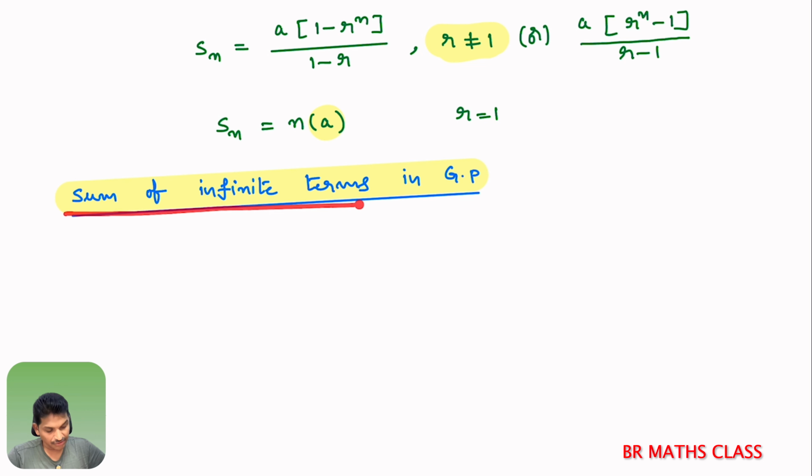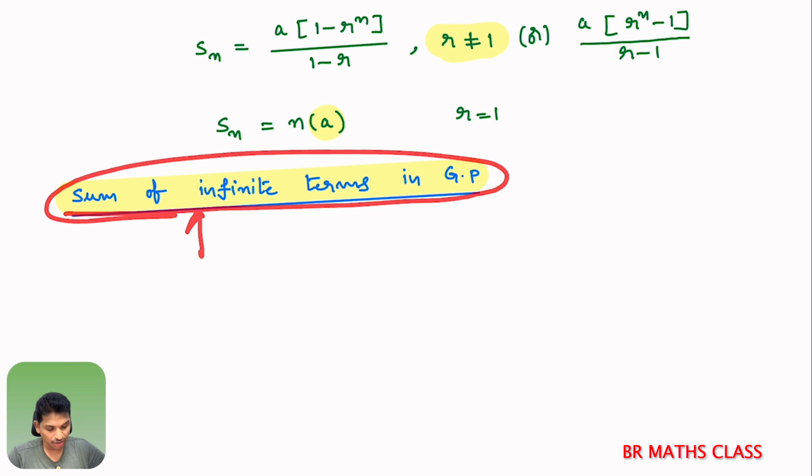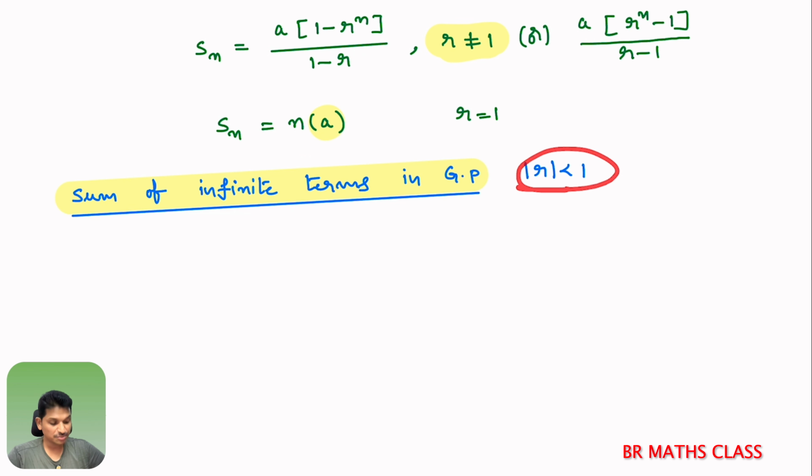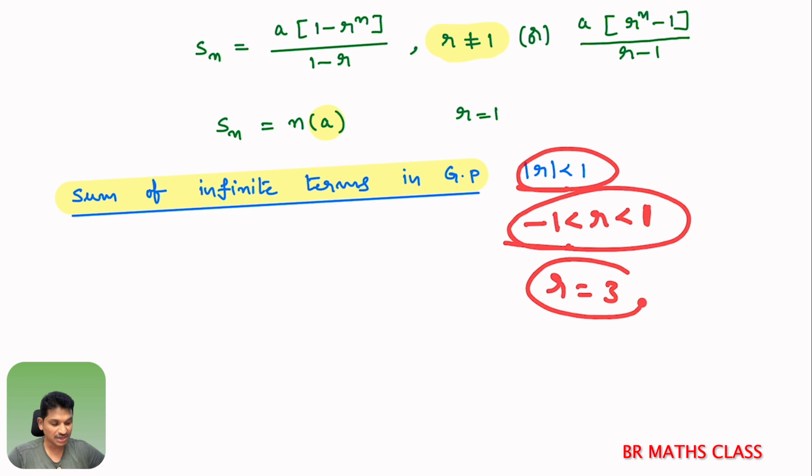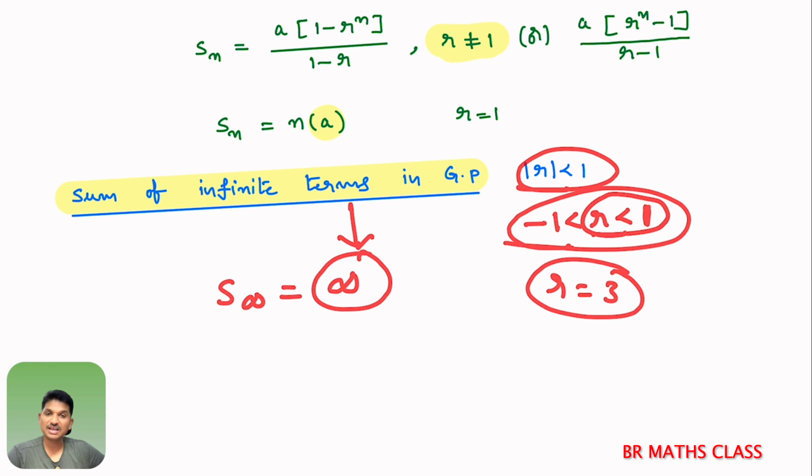The sum of infinite terms in geometric progression, whatever I am going to explain, works when r value is less than 1. If we say more clearly, modulus of r is less than 1. Modulus of r is less than 1 means r value lies in between minus 1 and plus 1. If r value is not in between minus 1 and plus 1, suppose r value is 3, something like this, then sum of infinite terms in geometric progression is infinite only, because it is infinite terms, no? How many terms you will add? So the sum of infinite terms formula works only when modulus of r is less than 1.